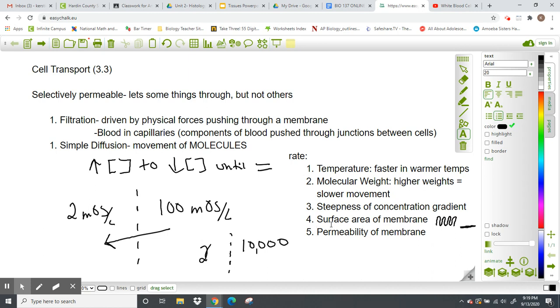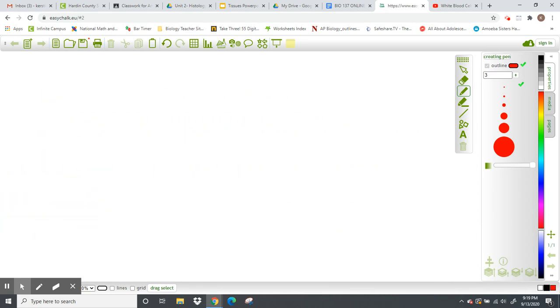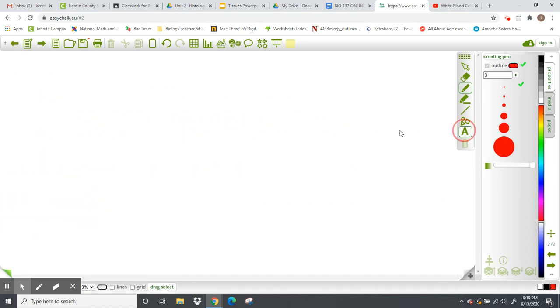So again, remember, simple diffusion is the movement of molecules. That's really important to remember. We're talking about molecules here, because when we get into the next one, we're going to talk about water. So the next type of cell transport is osmosis.